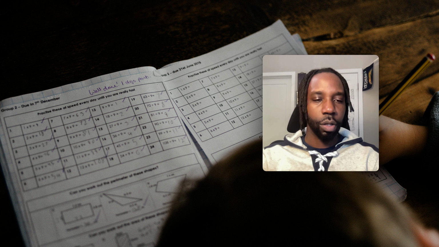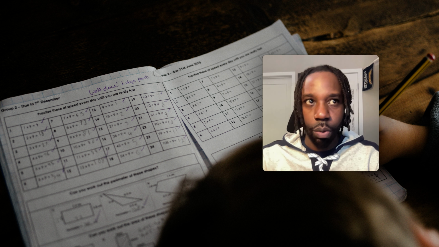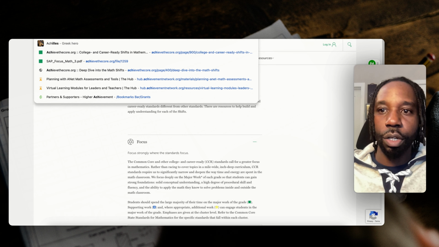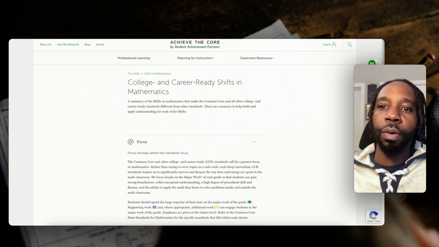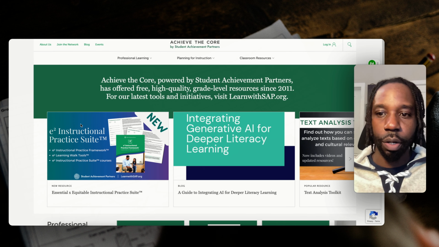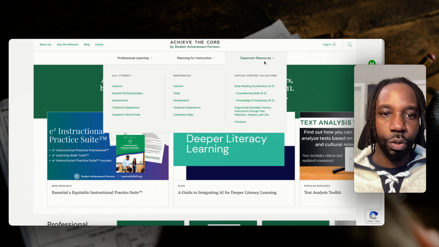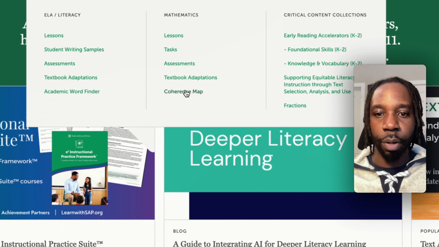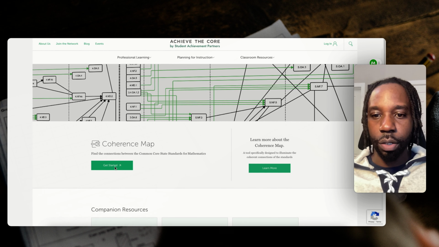Okay, so let's take a look at the coherence map. The website is called achievethecore.org. Here is the website. So you're going to go up to classroom resources to the right, then on the upper right, and then you're going to come down to coherence map. You're then going to select coherence map, get started.